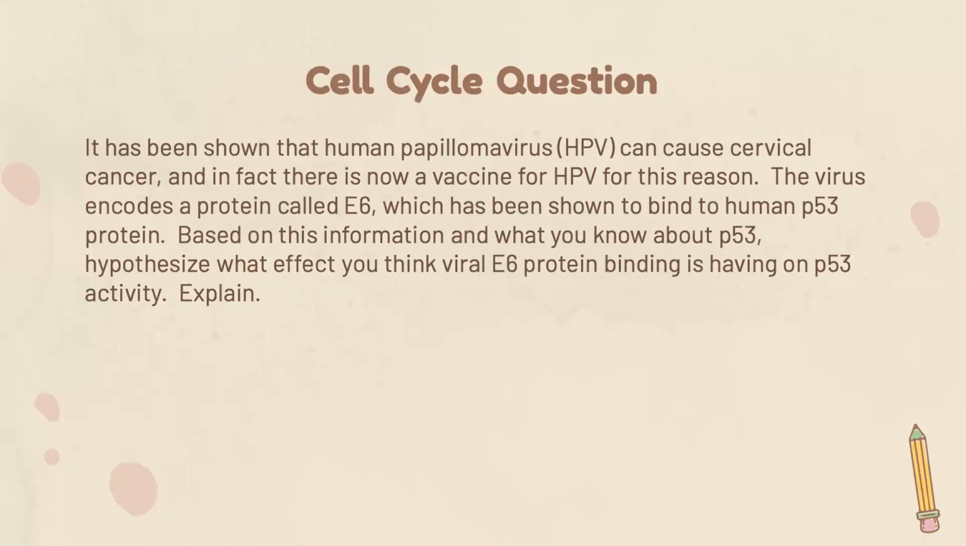So starting into the cell cycle questions, it's been shown that HPV can cause cervical cancer. And in fact, there's now a vaccine for HPV for this reason. The virus encodes a protein called E6, which has been shown to bind human P53 protein. Based on this information and what you know about P53, what effect do you think viral E6 protein binding is going to have on P53? Take a minute to think about it.